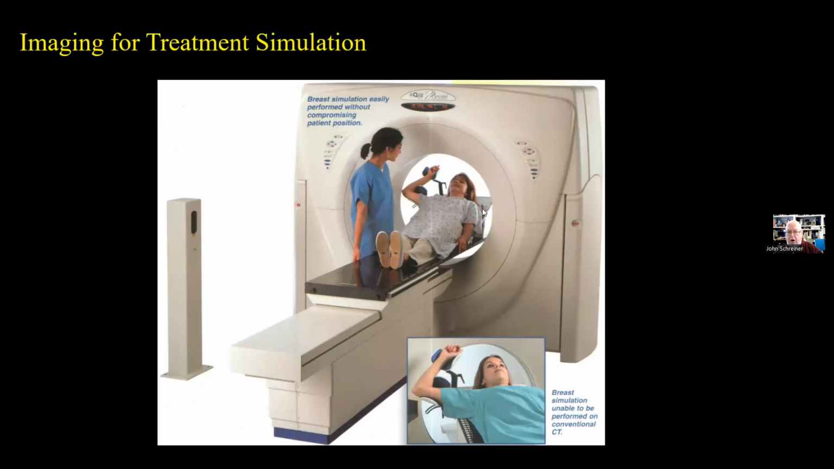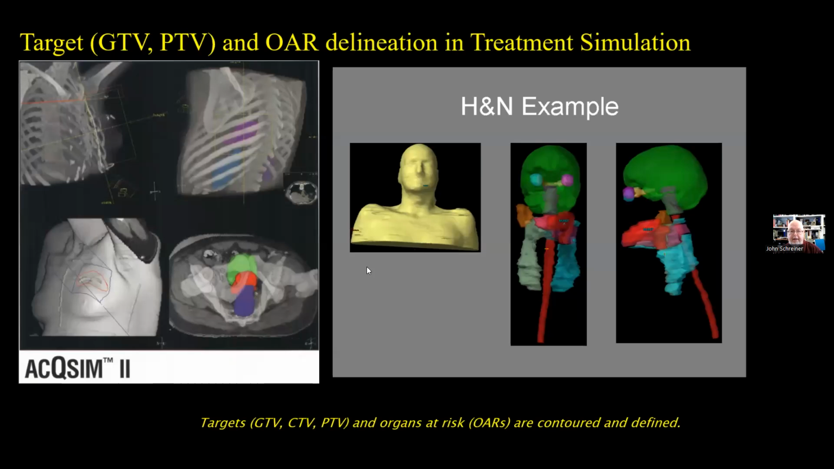But the patient is put in the treatment position, and the imaging is done so that we're imaging the targets and the organs at risk that we want to avoid. The physician, usually with some other professionals, will then take those images and delineate the targets and various organs at risk.